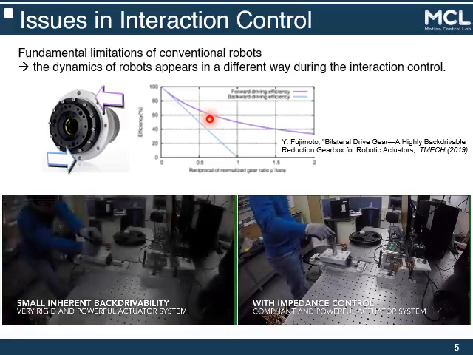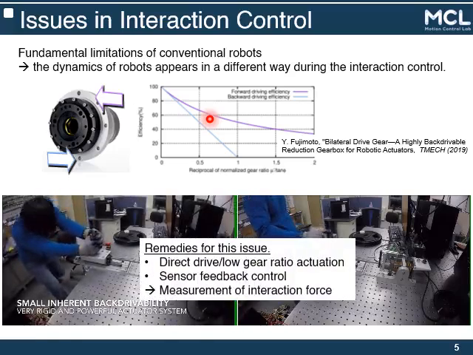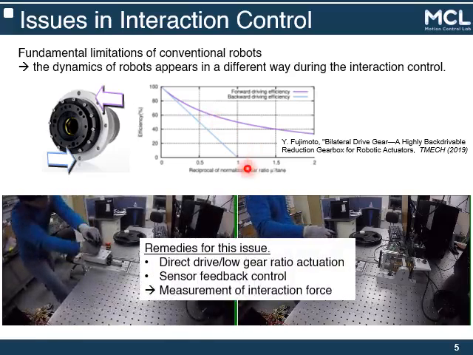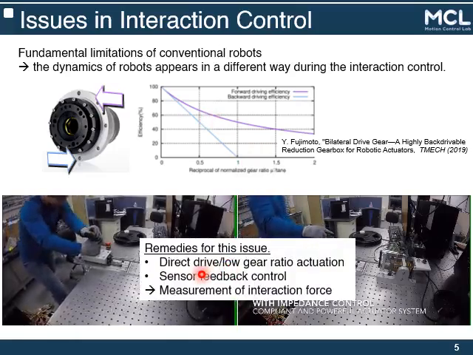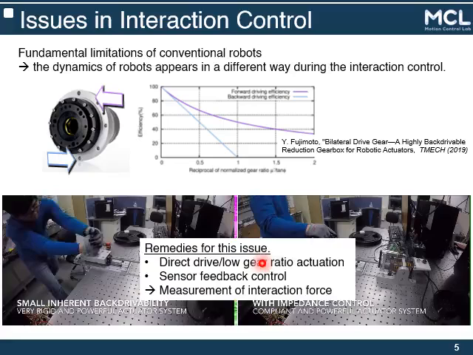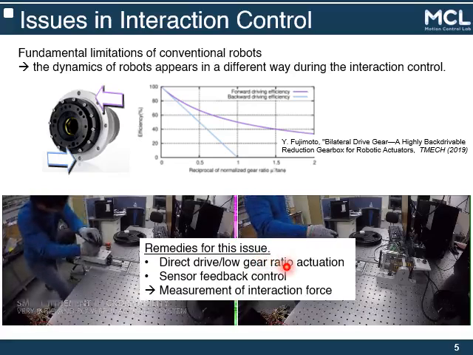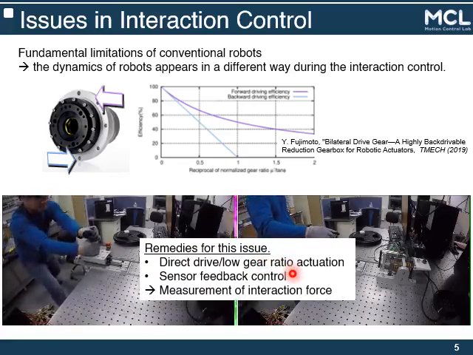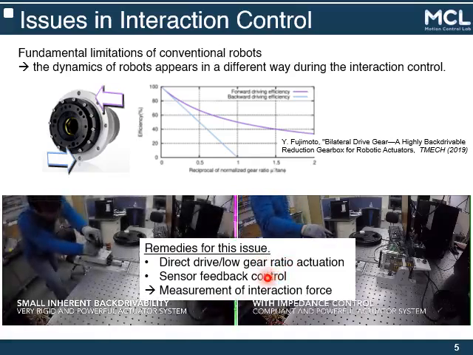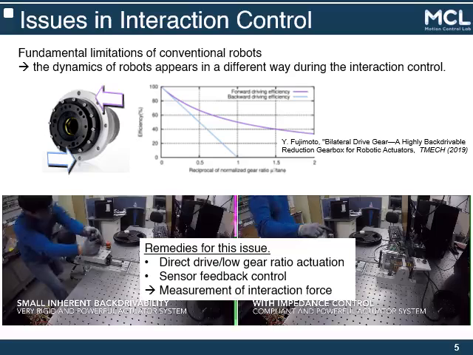So two remedies are widely adopted for this issue. One is to utilize a direct drive or low gear ratio actuation system, and the other is to utilize additional sensor that can measure the interactive force.